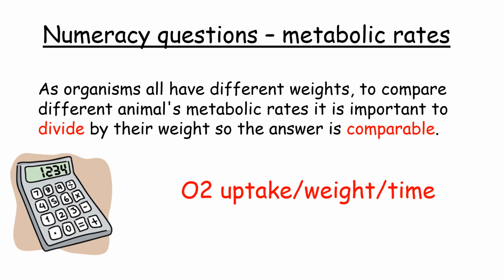So one last little thing is numeracy questions. Now, don't panic, it is very simple numeracy questions. Very often you'll be asked to work out the metabolic rate of an organism. Organisms all have different weights. So remember, if you're looking at a bear and a cricket, that's going to be completely different because of their weight. So to compare different animals' metabolic rates, it is important to divide by their weight so their answer is comparable. Okay, and the little equation you need to know is you take the oxygen uptake, divide it by the animal's weight, and divide it by the time.